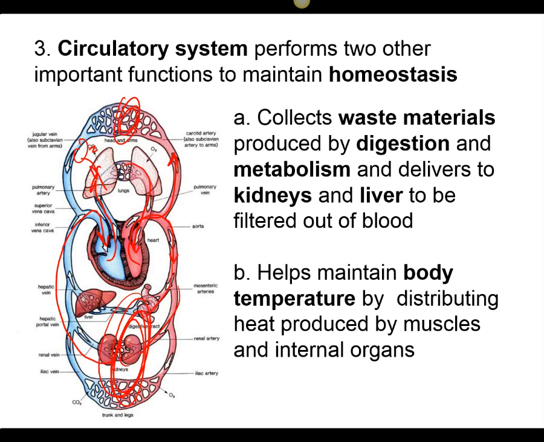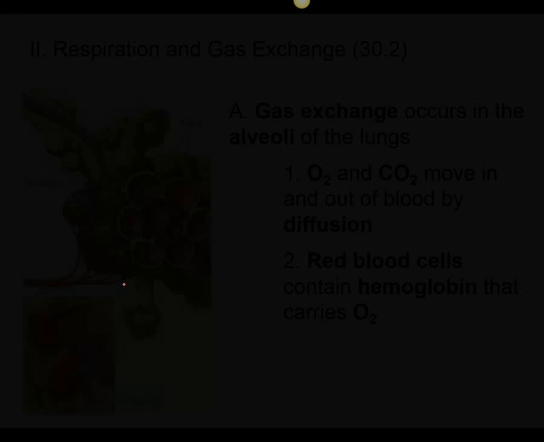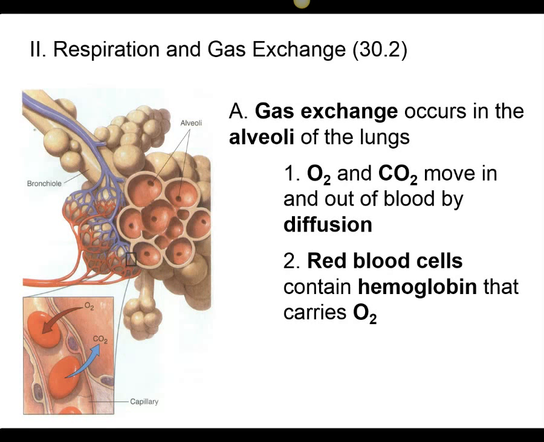So we have two loops. We have heart, lungs, back to heart. It's called the pulmonary circulation. And then we have heart, body, back to heart. That's called the systemic circulation. Okay?